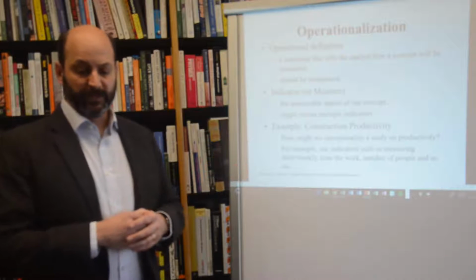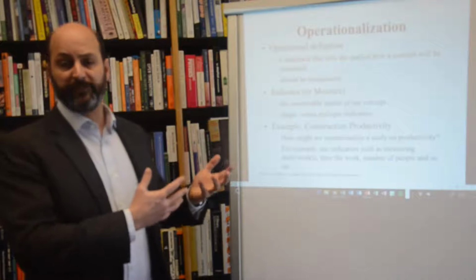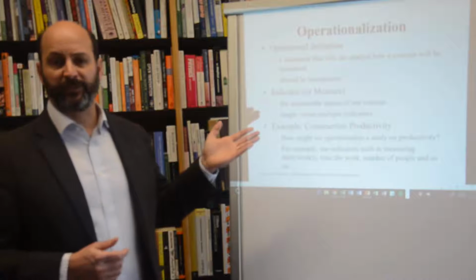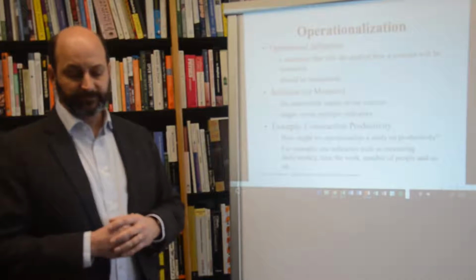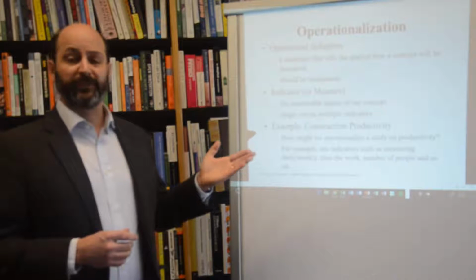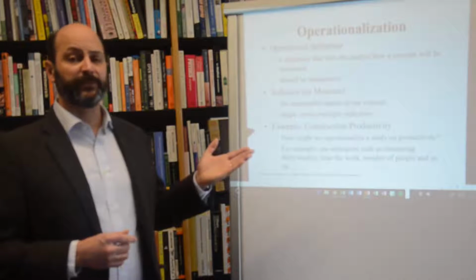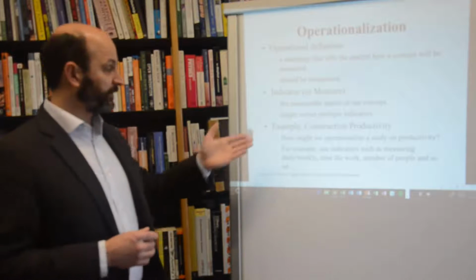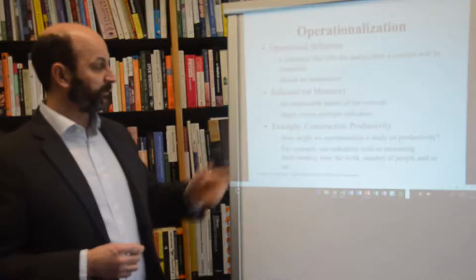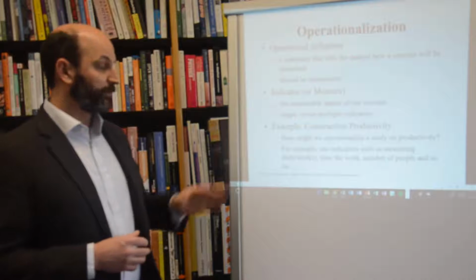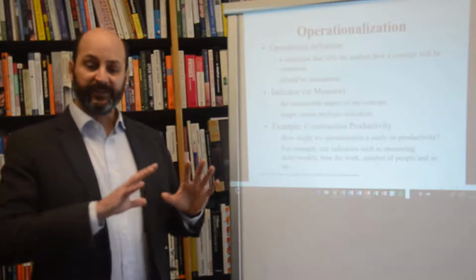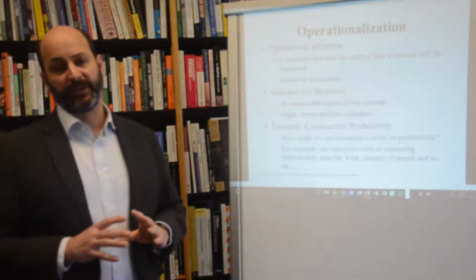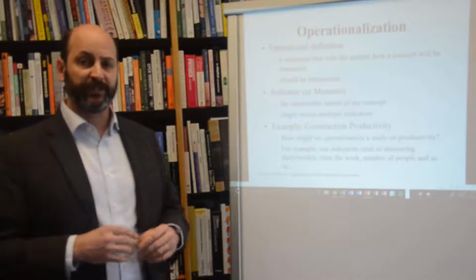An indicator, which is really just a form of measurement, is the measurable aspect of our concept. So the number of individuals in our unit of analysis in the last slide, for example. You can have a single indicator, which is relatively limited in its ability to perform analysis, or you can have multiple indicators. I'll go back to the construction productivity example. How might we operationalize a study on productivity in construction? Well, for example, we use indicators such as measuring daily, weekly. We're timing the work. We might look at the number of people involved in the process when we're looking at productivity and so on.